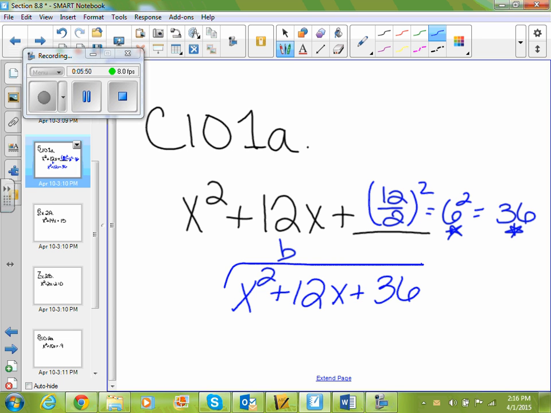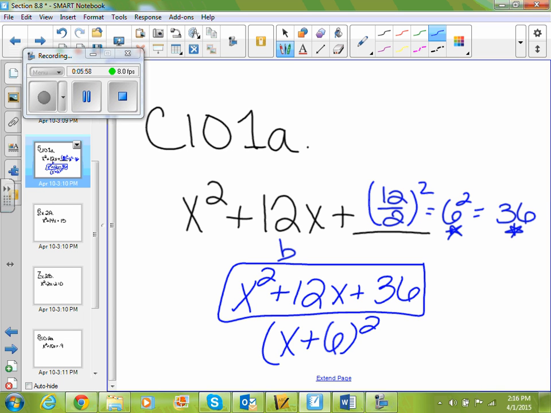That's the first part. Then when I write it factored, x plus, what number goes there? 6. You take your b over 2 before you've squared it, and that goes in the second part. That's the first part.